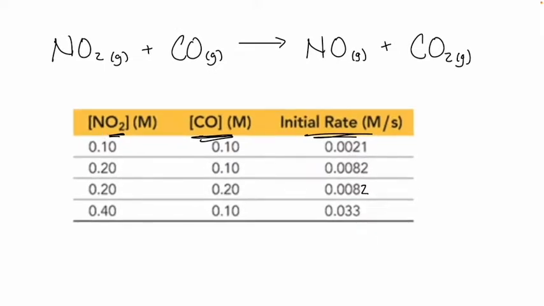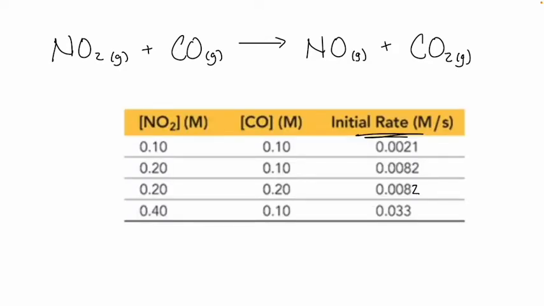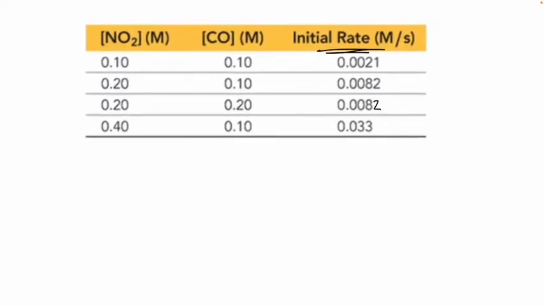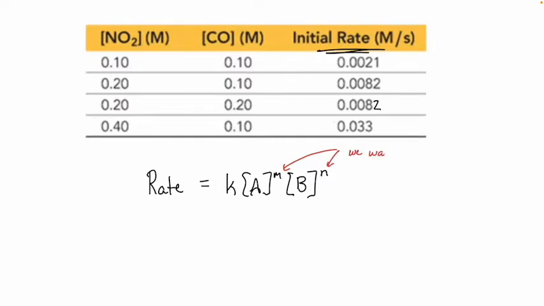Okay, so now we need to analyze this to get our rate orders. Again, the rate is equal to k times the concentration of A to the m and B to the n. Just to be clear, this is what I'm solving for. I'm trying to find those rate orders, those exponents. Now it's going to be a little more complicated because I have both of these reactants in here. So how am I going to do this?